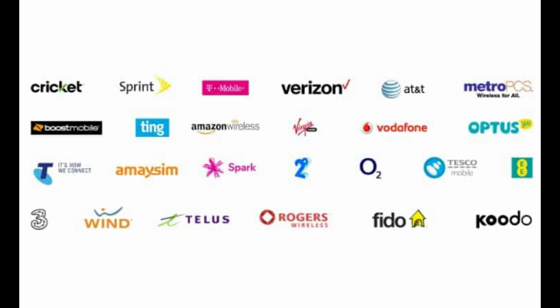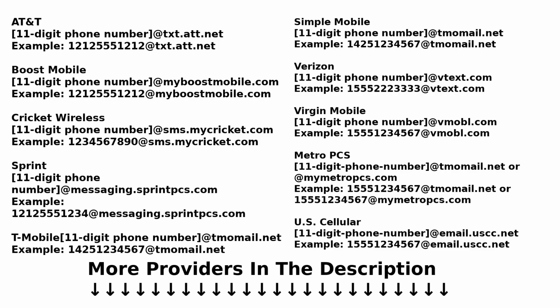want to text has. Second, is the hardest part of this process. You have to find the domain name of the cell phone provider that the person has. In the description I will leave a list of cell phone providers and the email domains that they use. In my case, I have T-Mobile. So, the domain name of my email will be at tmomail.net, like you see on the screen right now.